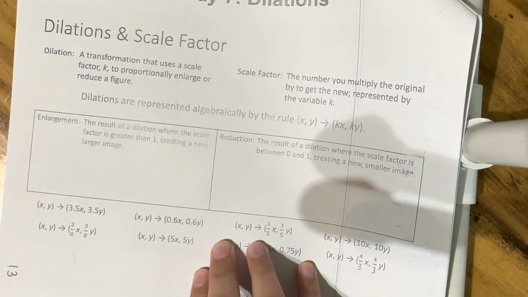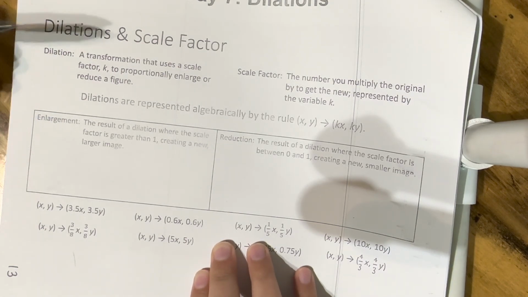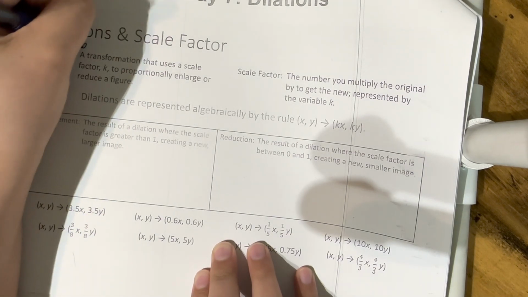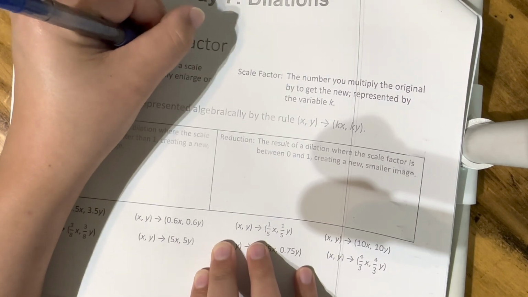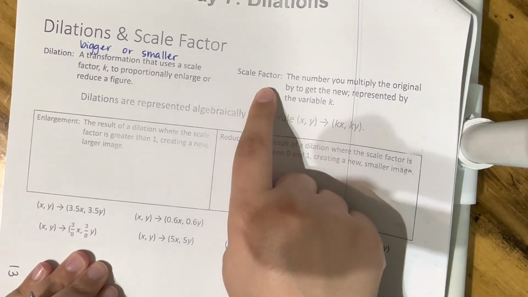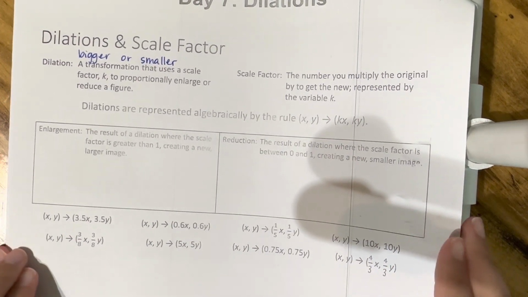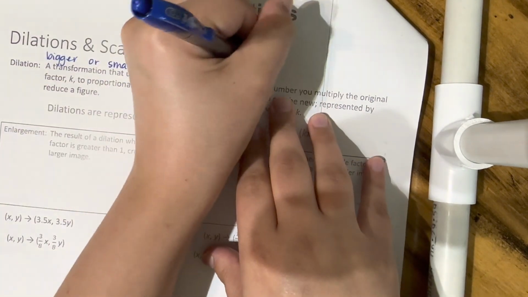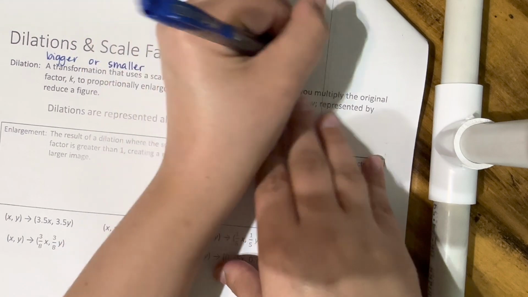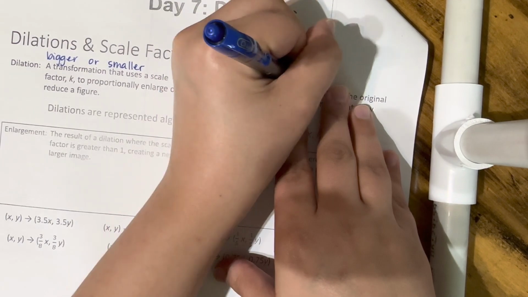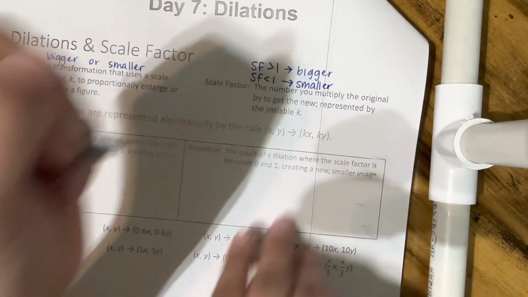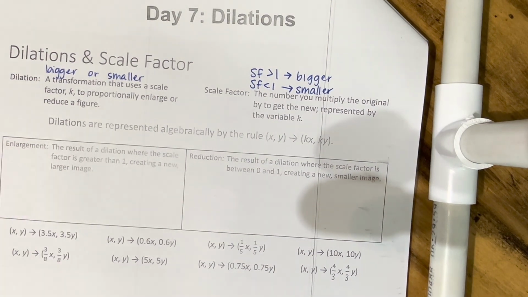So dilations and scale factor. The definition: dilation is a transformation that uses a scale factor K to proportionally enlarge or reduce a figure. So it's either going to make a figure get bigger or smaller. And what determines if it's getting bigger or smaller is our scale factor. Okay? If my scale factor is greater than 1, my shape is going to get bigger. If my scale factor is less than 1, my shape is going to get smaller. That number, that scale factor, is going to determine what happens to my shape.